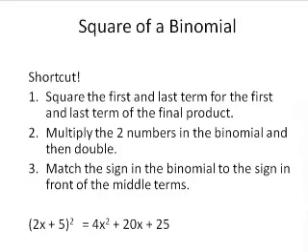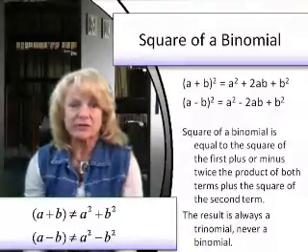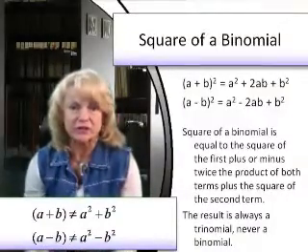Let's try the shortcut. Square the first term and last term in the binomial. This gives our first and last terms. For the middle term, multiply the 2 terms of the binomial together and then double. 10 doubled gives us 20x, our middle term. In summary, the square of a binomial is always a trinomial.